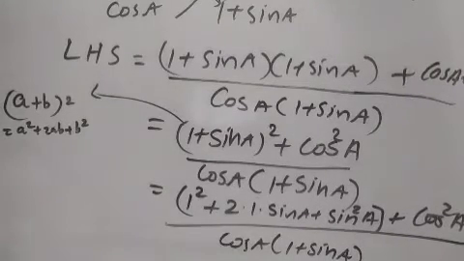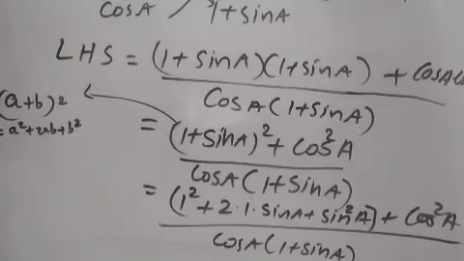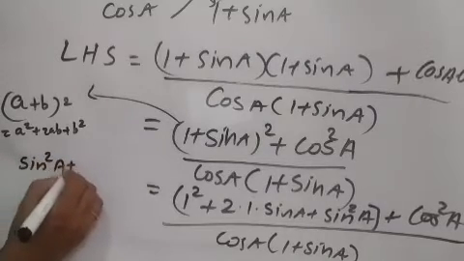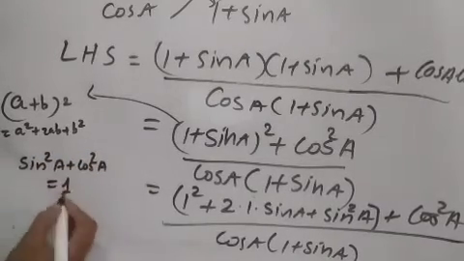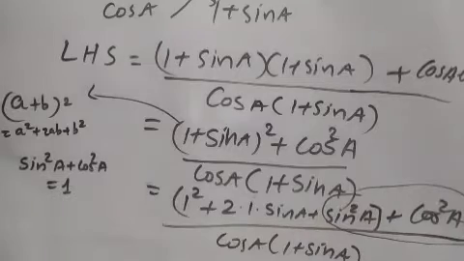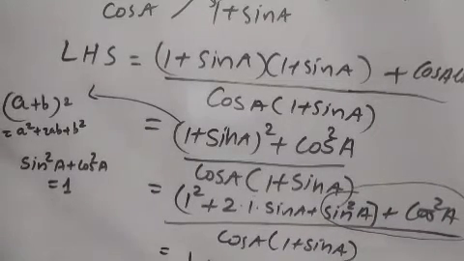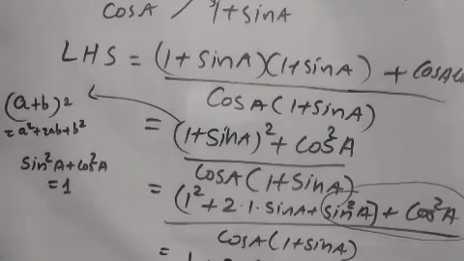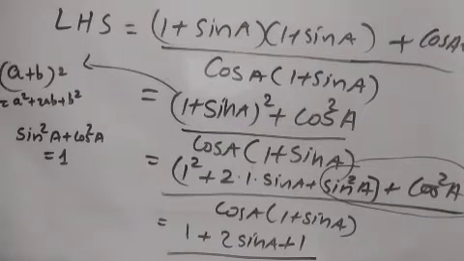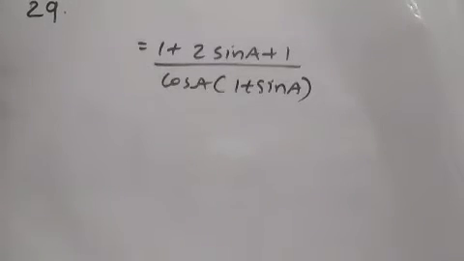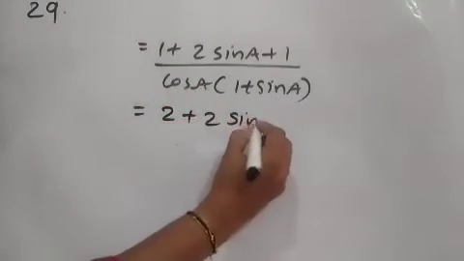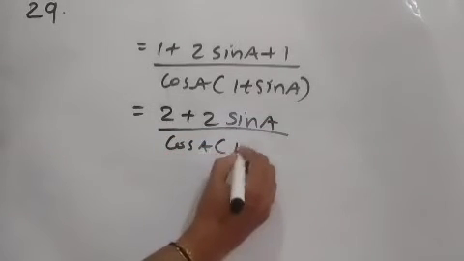Here we can group. We know one more identity on the numerator. Look at this sin square A plus cos square A. What is sin square A plus cos square A? Sin square A plus cos square A is 1. So we can replace that sin square A plus cos square A as 1. So 1 square is 1 plus 2 sin A plus 1 divided by cos A into 1 plus sin A. Here 1 plus 1 is 2. 2 plus 2 sin A divided by cos A into 1 plus sin A.